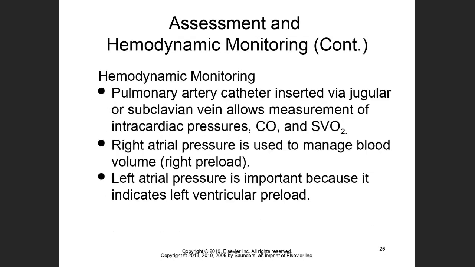Hemodynamic monitoring: a pulmonary arterial catheter is inserted via the jugular or subclavian vein. That is when the patient most of the time is in the ICU. Right atrial pressure, that is the right preload. Left atrial pressure, that is the left ventricular preload.